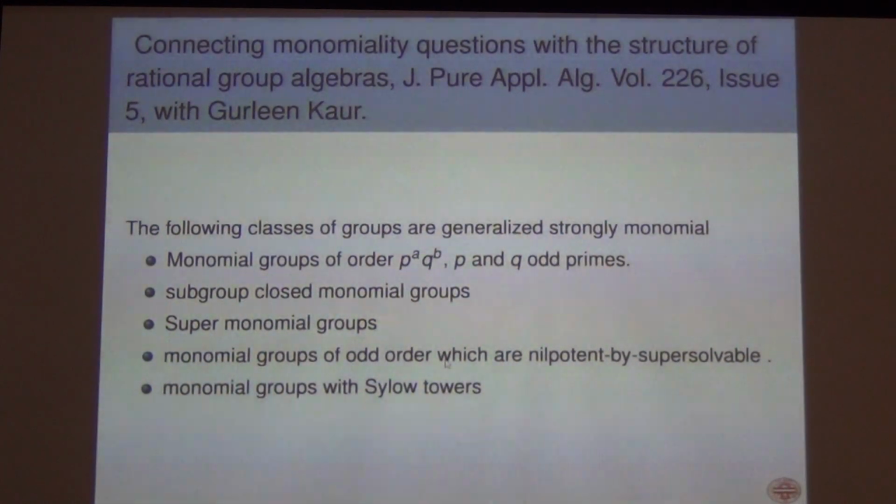Super monomial groups. Super monomial meaning that a monomial character is called super monomial if every primitive character inducing it is linear. If chi is induced from psi and psi is primitive, primitive means that psi cannot further be induced from any of its subgroups, then that psi has to be linear. Those are called super monomial groups. So such groups are generalized strongly monomial. Monomial groups of odd order which are nilpotent by supersoluble. From abelian by supersoluble, we move to nilpotent by supersoluble. Monomial groups with Sylow towers. Sylow tower meaning that you have a chain of subgroups where the quotients have pairwise coprime orders.